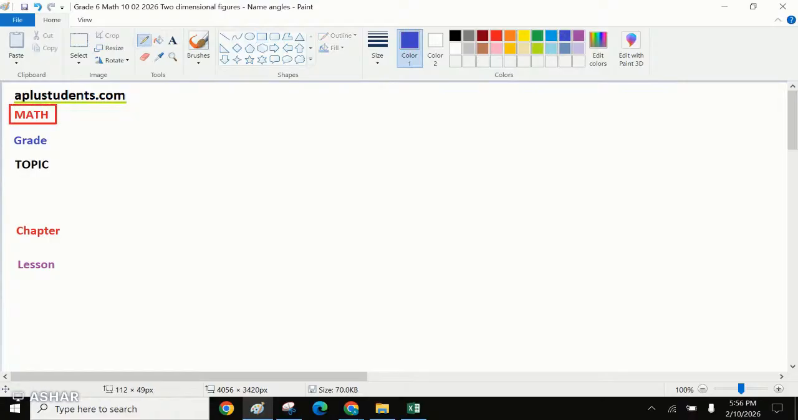This is a grade 6 lesson, and the name of the topic is two-dimensional figures. The word shape is usually used for closed shapes, when there are at least 3 lines and the shape is closed. Figures and shapes can be interrelated and are almost the same, but we are using the word figures over here.